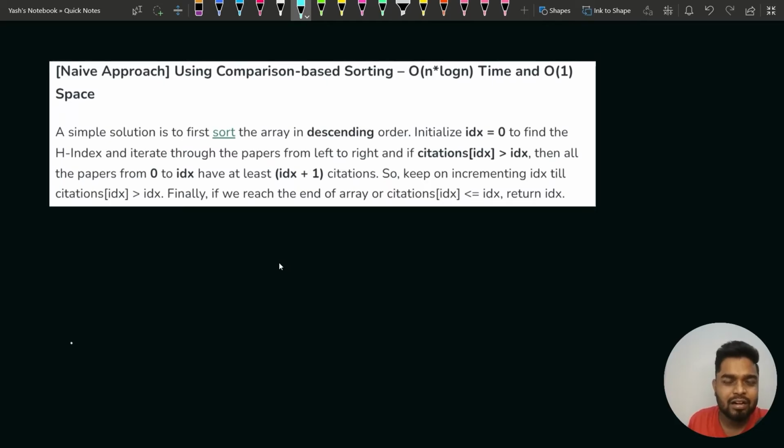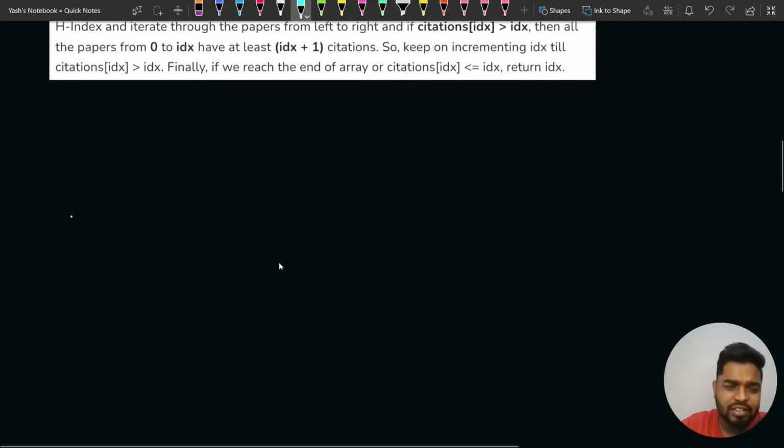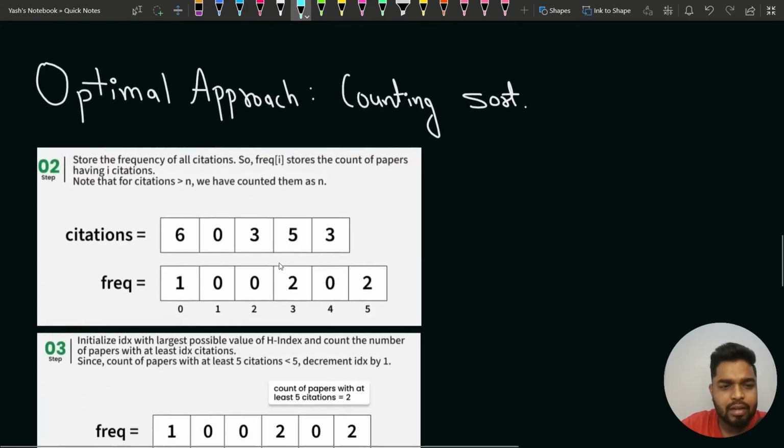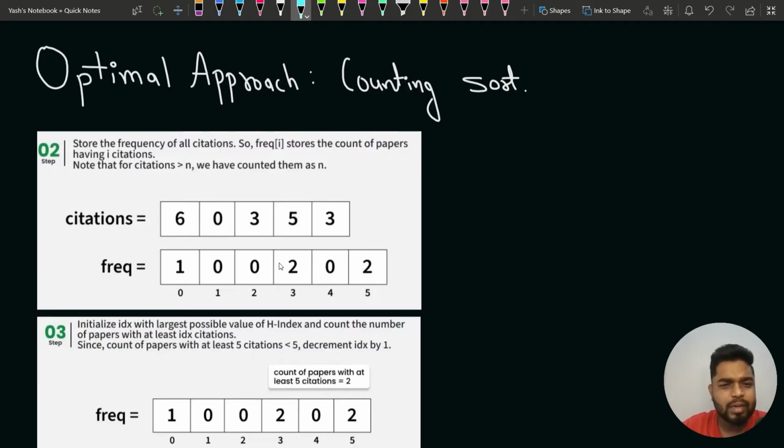But the thing is that we are sorting the array, so that is taking a lot of time. Can we do it in linear time complexity? Yes, we can. How? Let's understand that. In the optimal approach, we can use the concept of count sort. Now, what does it mean that we can use the concept of count sort?